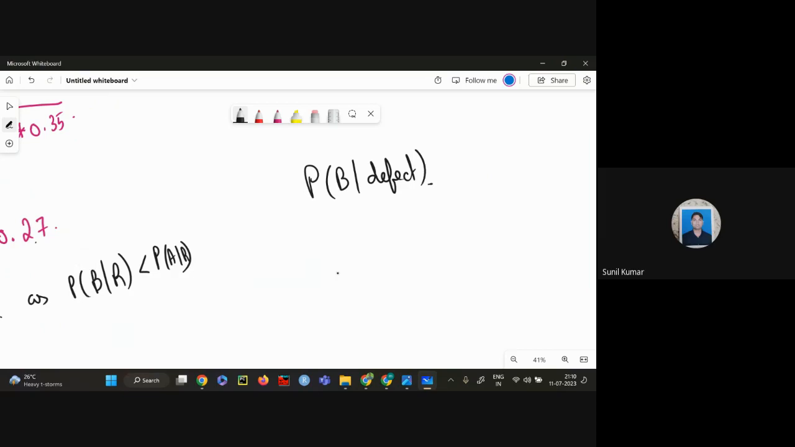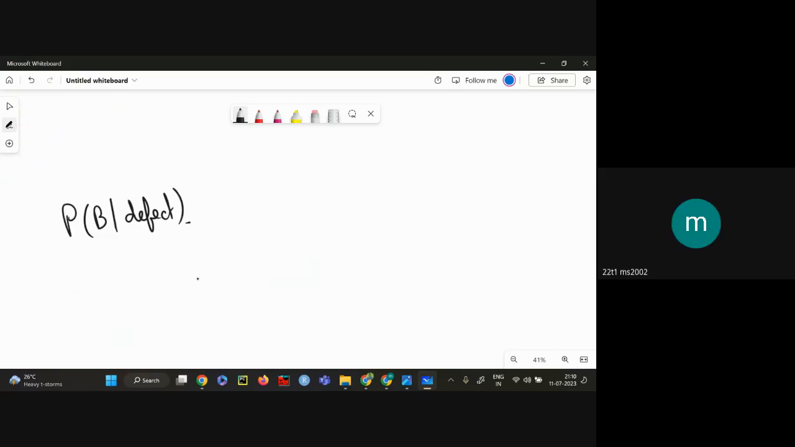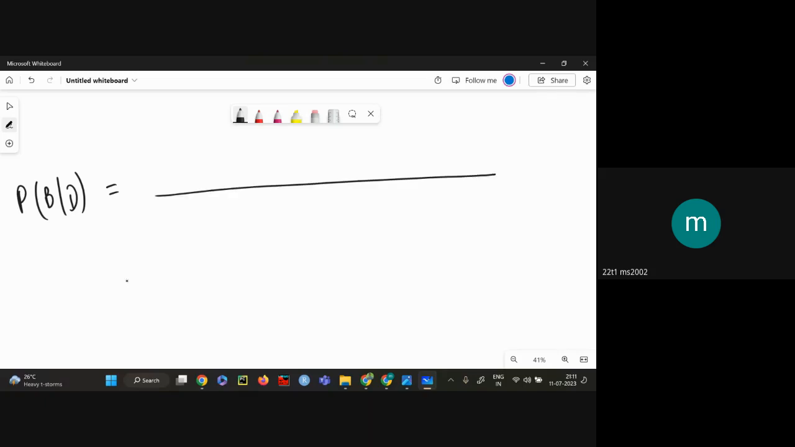So what would this formula be? Let's call this D. So you basically have to compute the probability of B given that it is defective. So what would it be? Just tell me the formula. No need for the numbers. It would be the probability of defective D given B, into the probability of B.